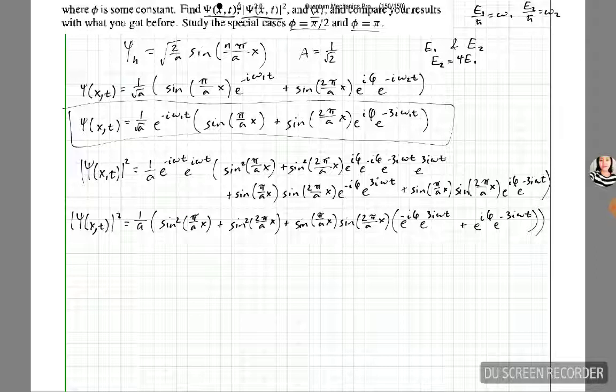Okay. Now we can use the same trick we had before, like the Euler relationship. I'm going to do one more simplification to make this a little more palatable, but you know where it's headed. We're going to get two cosines instead of those exponentials.